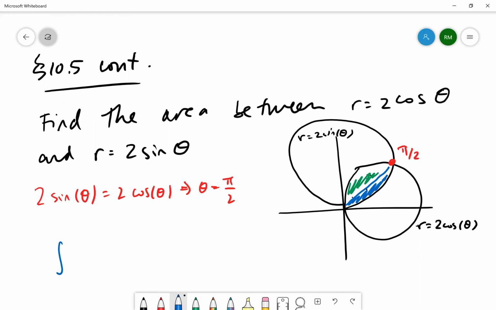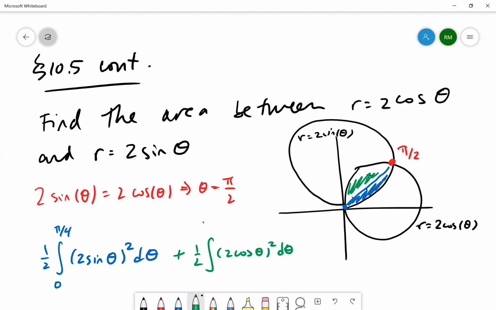The area of the blue region will be 1/2 the integral. Well, let's see, this is sine theta, so it's going to be at the origin when theta is 0, and we'll get to the red dot when theta is pi over 4. And we're going to integrate (2 sine theta) squared d theta. Now the green region is the integral of the cosine, and that will go from pi over 4 until it gets back to the pole, which happens at pi over 2.